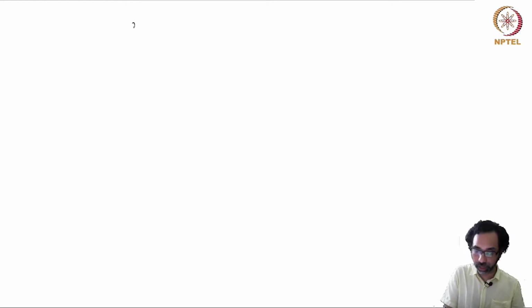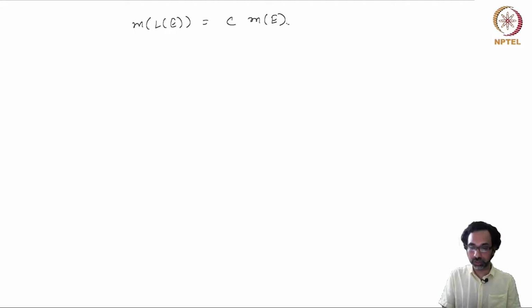So M of LE must be a constant multiple, we have written C times M of E. Of course this also works when L has rank strictly less than D, but there we could actually compute what C is, which was 0. Here we will have to work a little bit more to compute what C is.